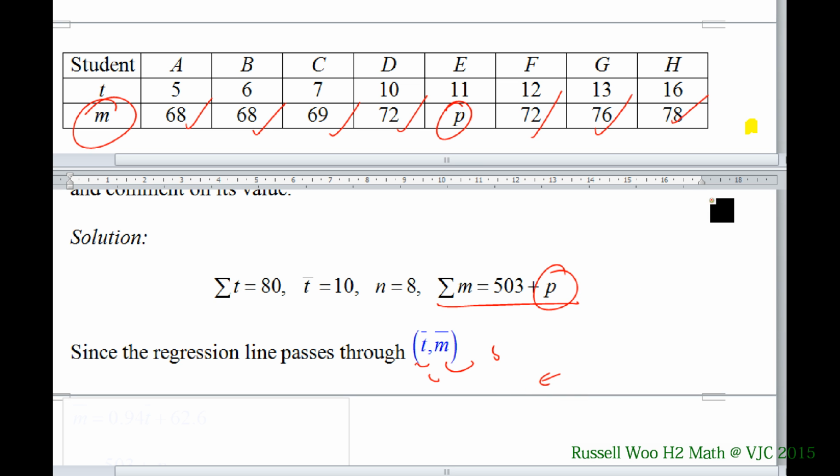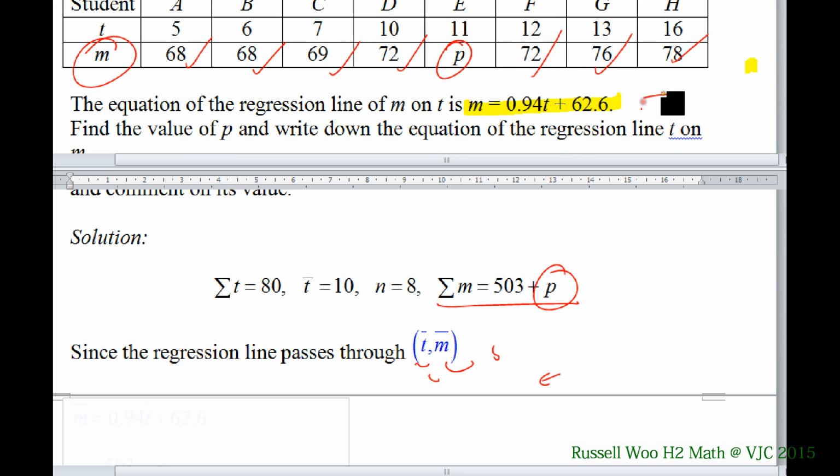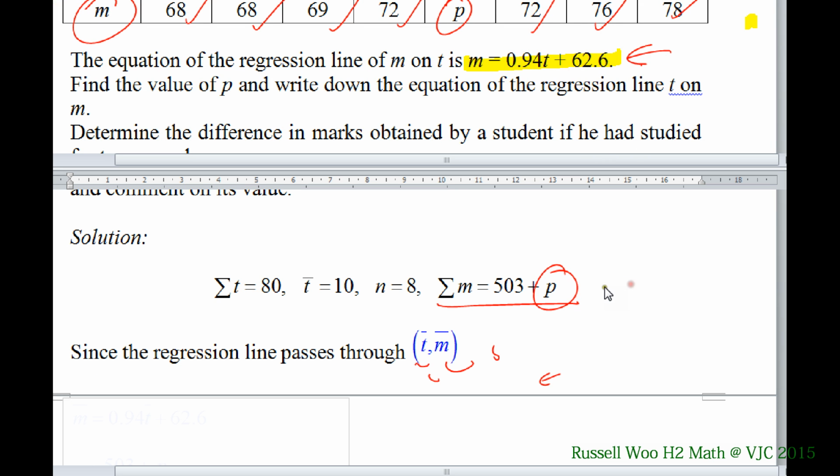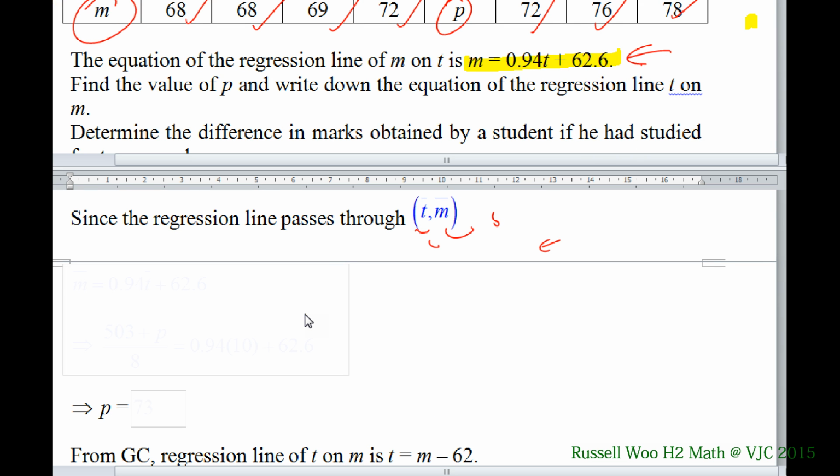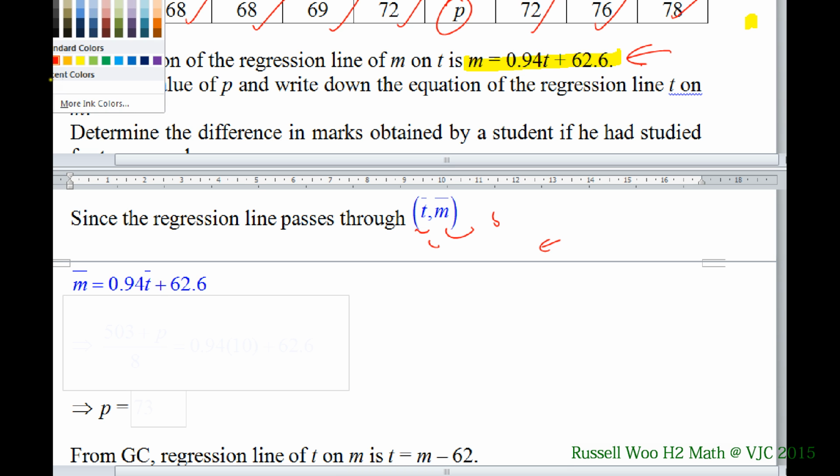And you are given the regression line equation. Does it make sense that if the regression line passes through T bar and M bar, this pair should satisfy this equation? So we substitute, isn't it? T bar, M bar lies on a straight line, therefore it must satisfy this.